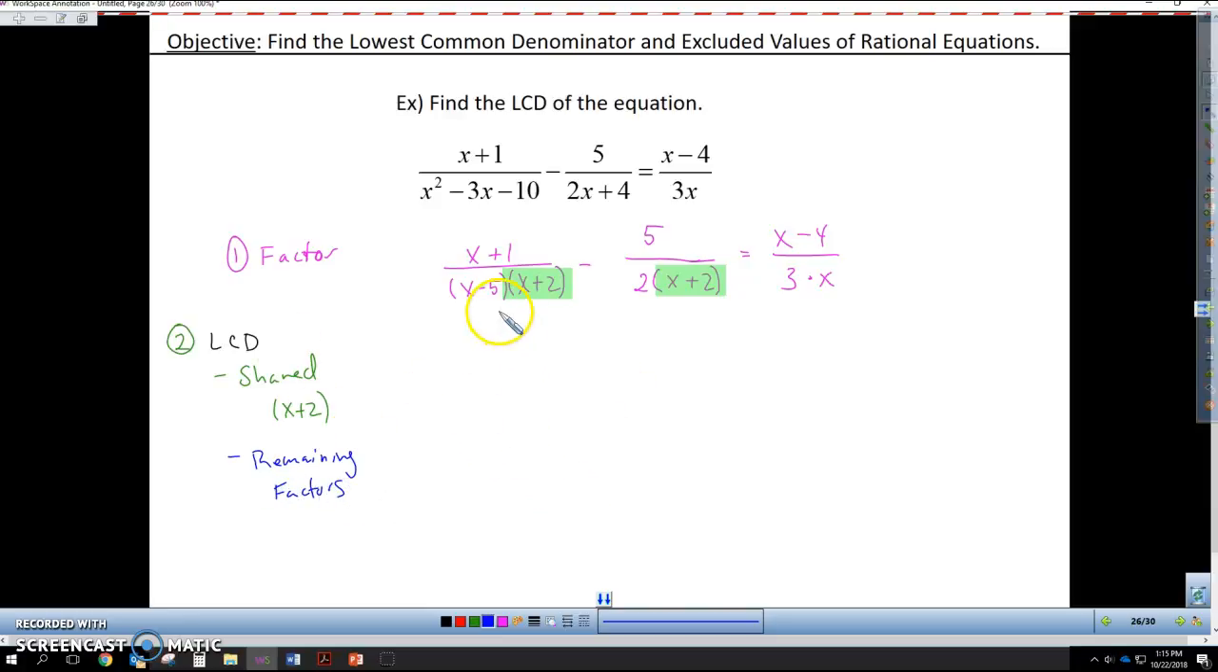Okay, and I have x minus 5. I have a 2. I have a 3. And I have an x. Okay, so our LCD is going to be 2 times 3. We'll put the coefficient out front. That's 6. And then I'll put the x out front, 6x. And I have these two factors here, x minus 5. And then I bring along one of the shared factors, so x plus 2.